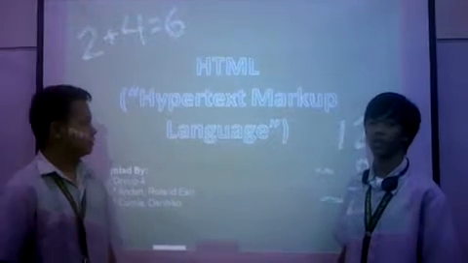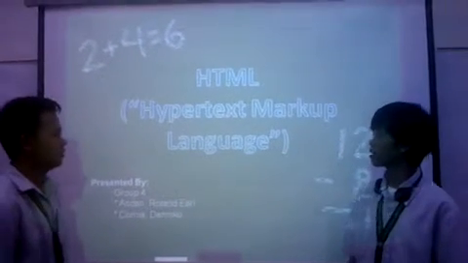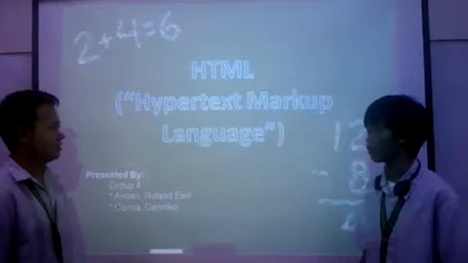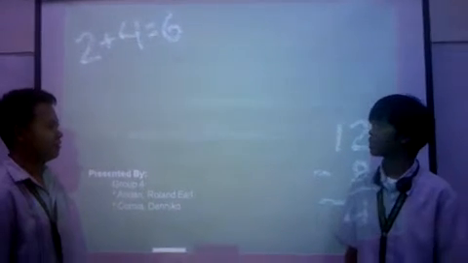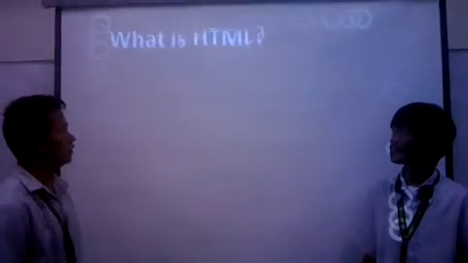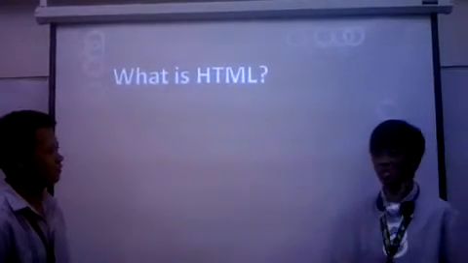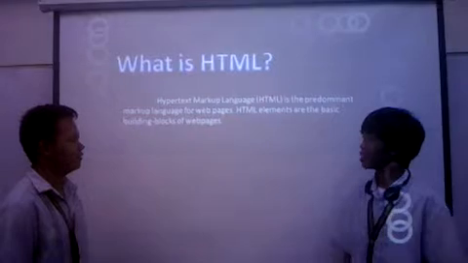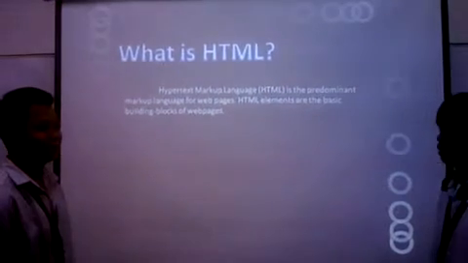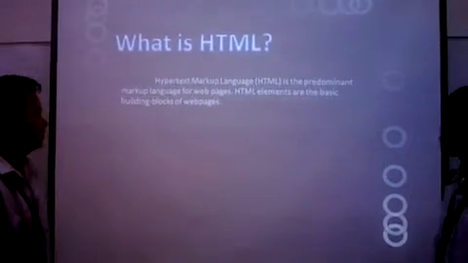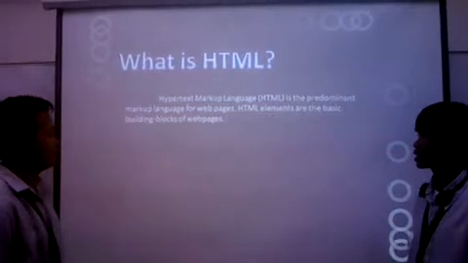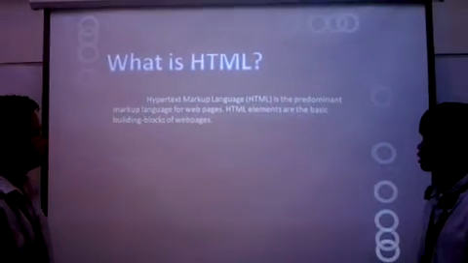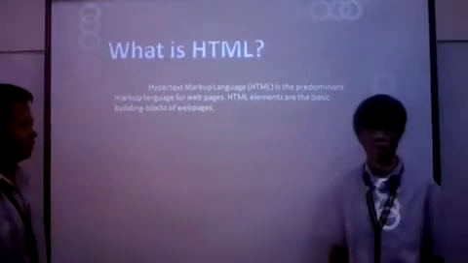Discuss about HTML, also called the hypertext markup language. First, what is HTML? HTML, the hypertext markup language, is the predominant markup language for web pages. HTML elements are the basic building blocks of web pages.